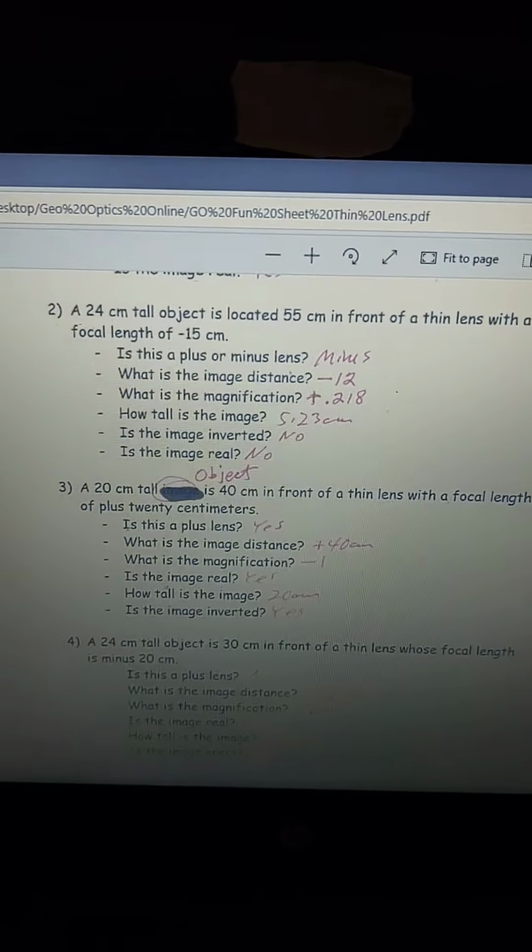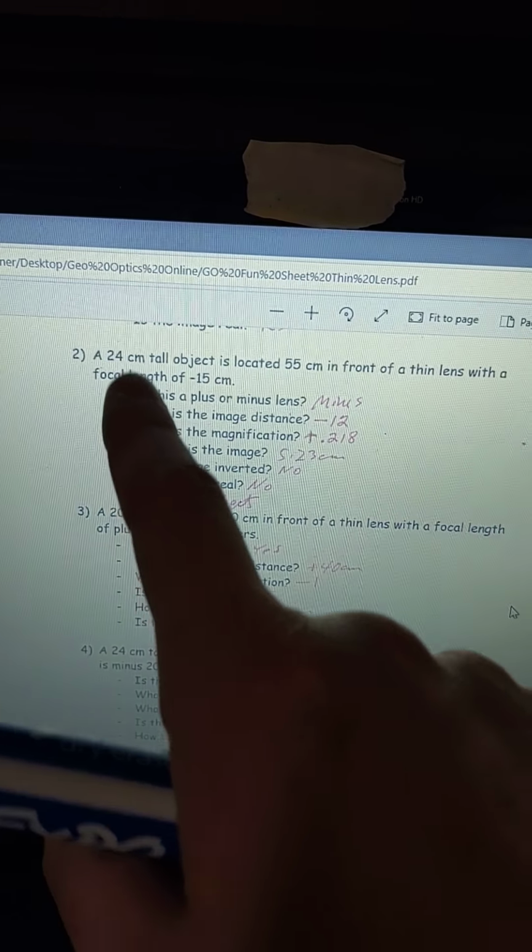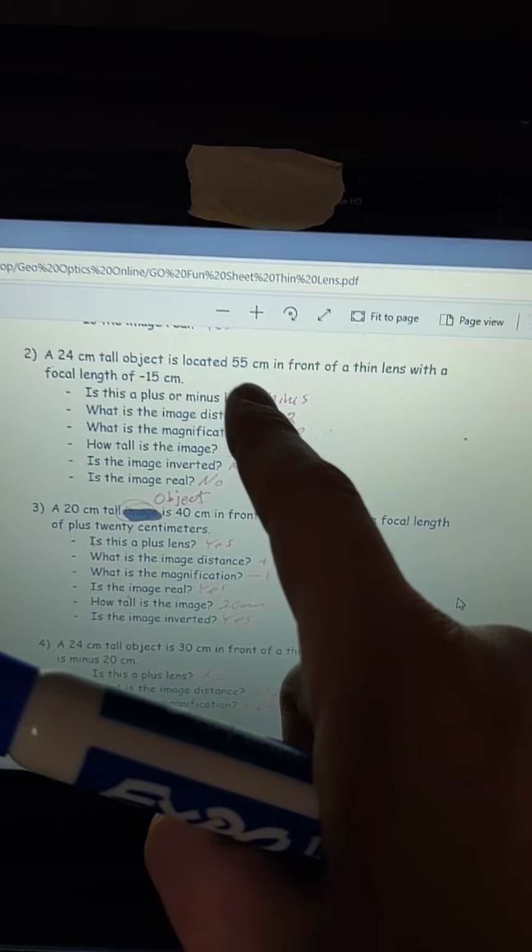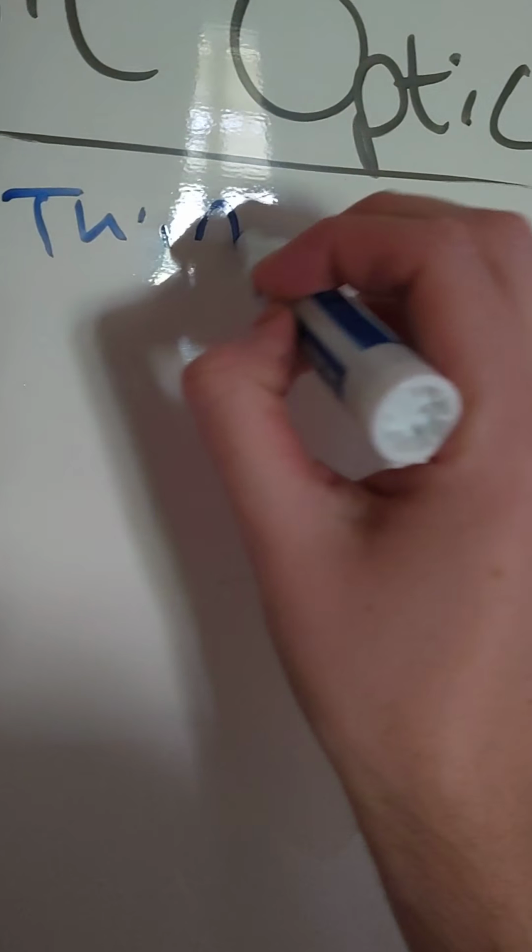All right, doing number two. Number two: a 24 centimeter tall object, 55 centimeters in front of a thin lens with a focal length of minus 15. Minus 15 says that we are going to be working with a minus lens. Like I said, we're going to try and make this happen. This is fun sheet 2 for thin lens, number 2.